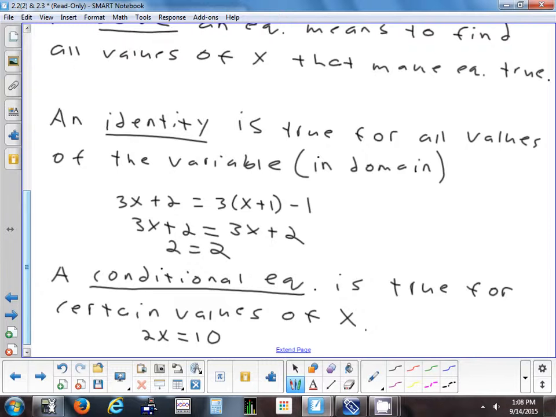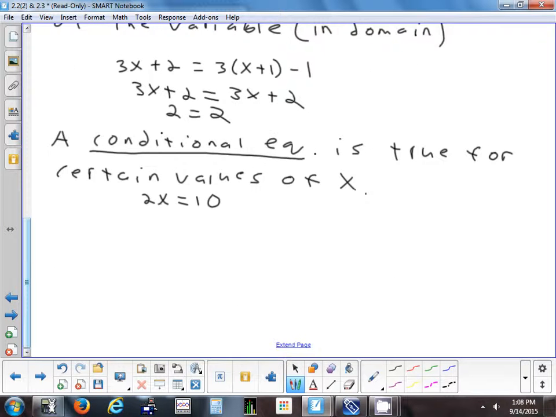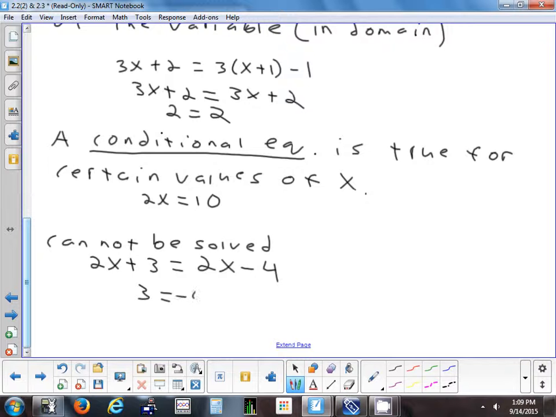Okay, there's also one other kind of equation. I didn't put this one up here, but it's an equation that you can't solve, like this. This equation is impossible to solve. If you try to solve it, it's kind of like an identity when you subtract 2x from each side. All your letters disappear, but look what you're left with. 3 equals -4. That's not true. So that means no matter what you pick for x, you will never be able to make this true.